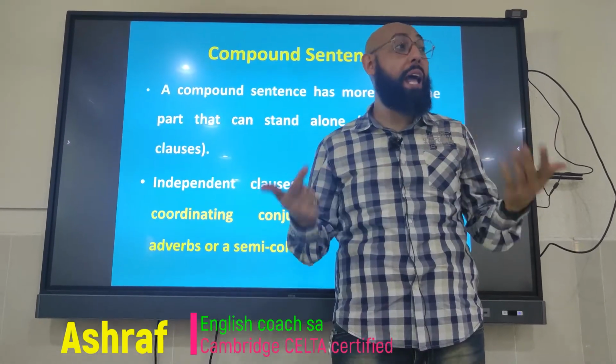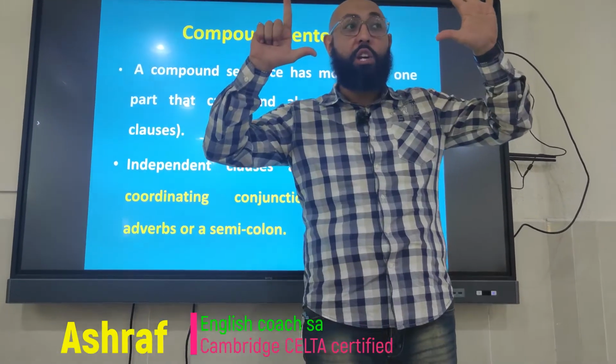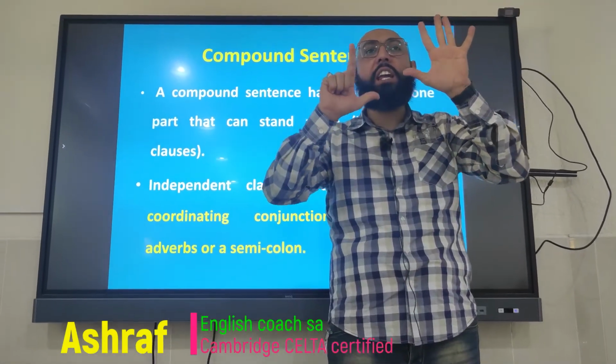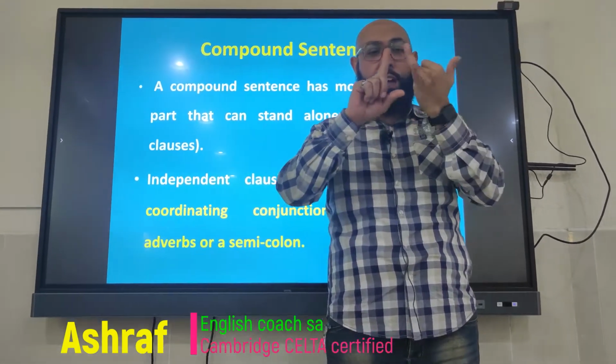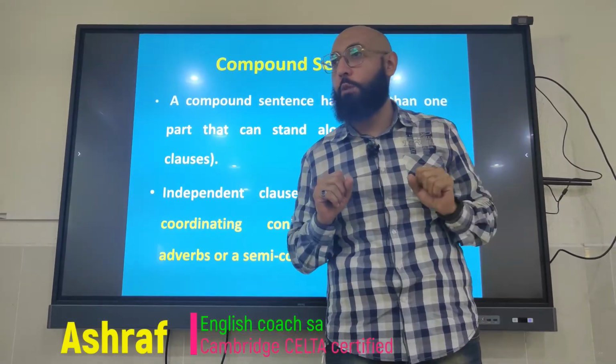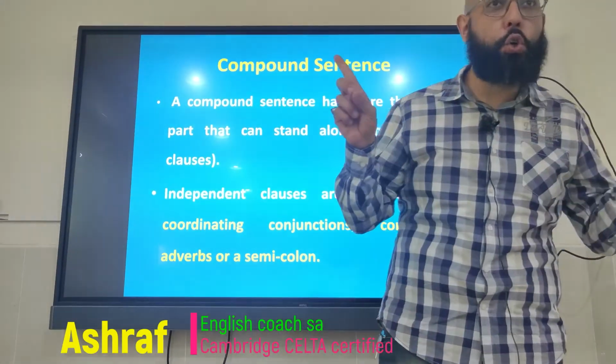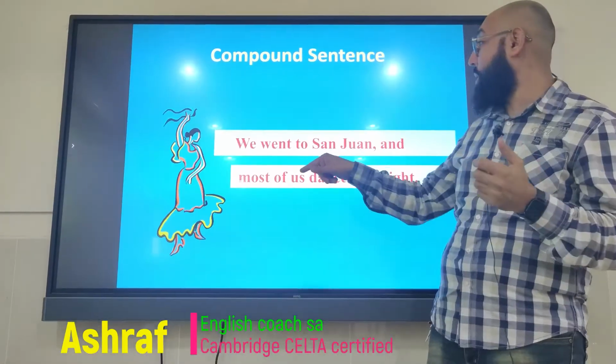What are they, or how many conjunctions are there? There are 7. They are shortened to FANBOYS. F-A-N-B-O-Y-S. These are called coordinating conjunctions. Okay, you will see it here.